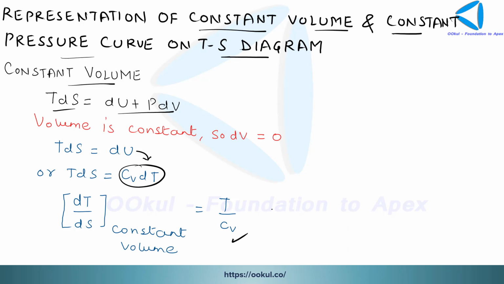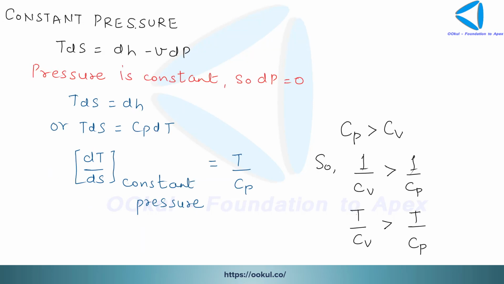Okay, this is done. Then for the constant pressure process, we take the second TdS equation, TdS equal to dH minus Vdp. Pressure is constant, dp equal to 0. So TdS equal to dH. The definition of dH is Cp dT. So the slope of the constant pressure process is dT by dS equal to T by Cp.